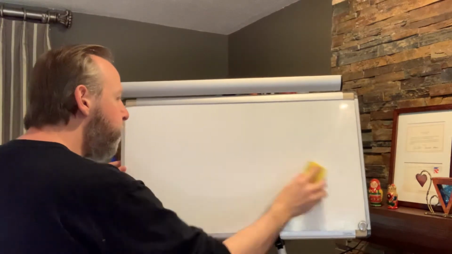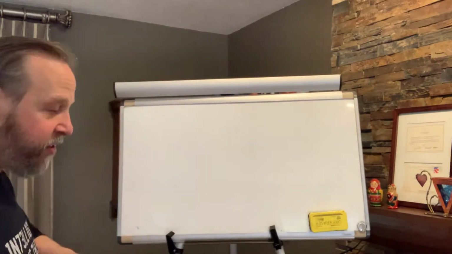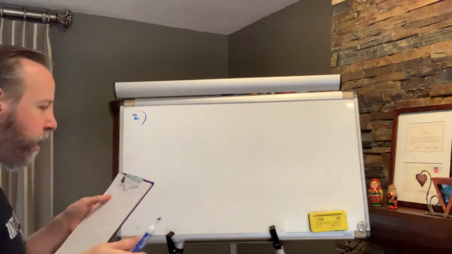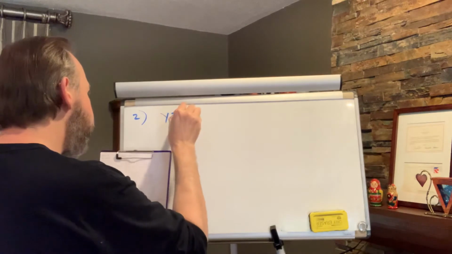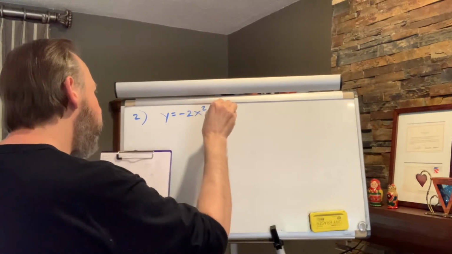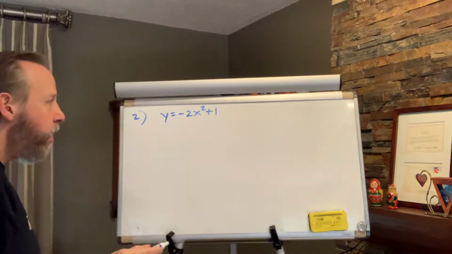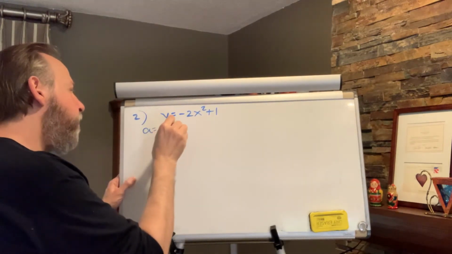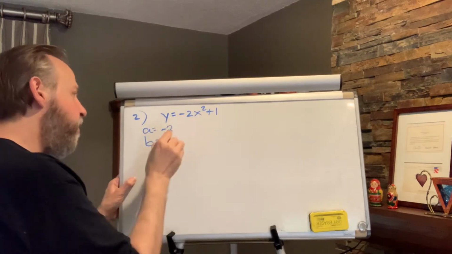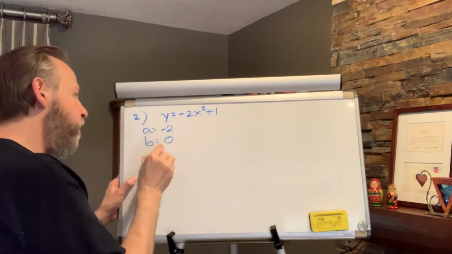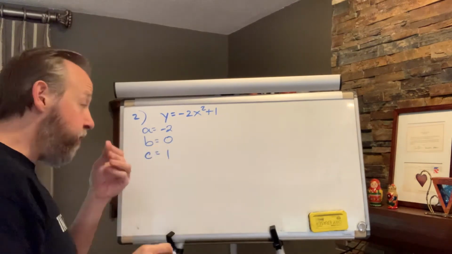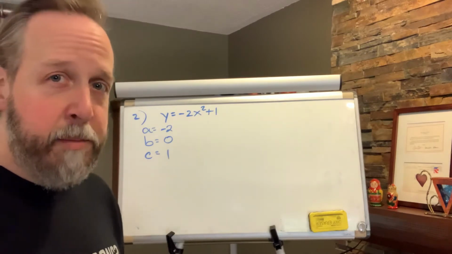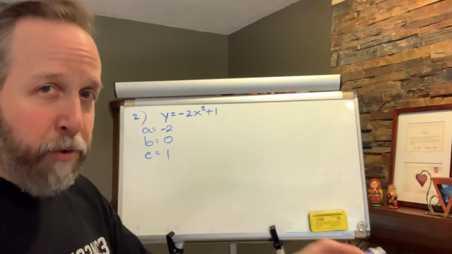Number 2, similar to number 1 in that there is a missing term. So let's take a look at it. Y equals negative 2x squared plus 1. All right. Again, identify your ABCs. My A is this time negative 2. The b term is still missing. There's no regular x term, so it's a 0 coefficient. Positive 1 is c. I know that so far we haven't really used c very much, but we will as we move forward.